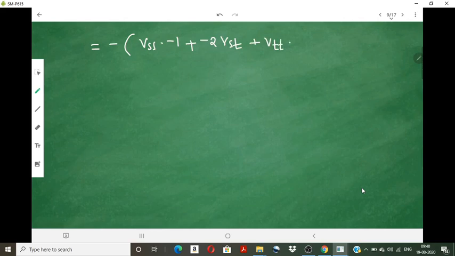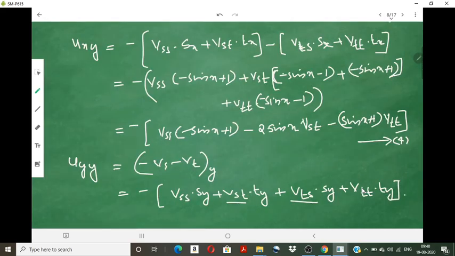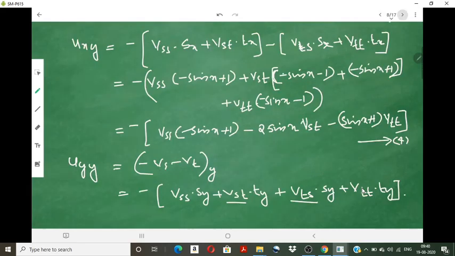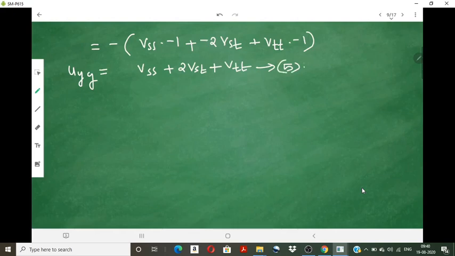Plus Vtt into Ty, that is minus 1. Or taking all the minus outside, we get Vss plus 2 Vst plus Vtt. This is Uyy, equation number 5. Now substitute 2, 3, 4 and 5 in equation number 1. We will get the transformed equation or the required canonical form.